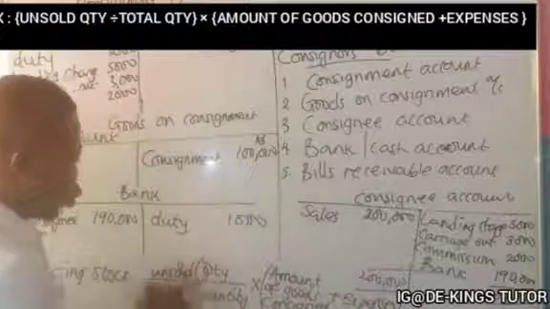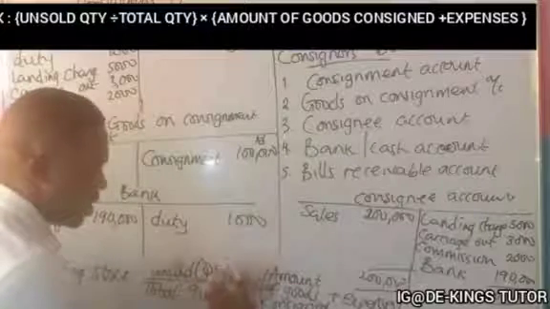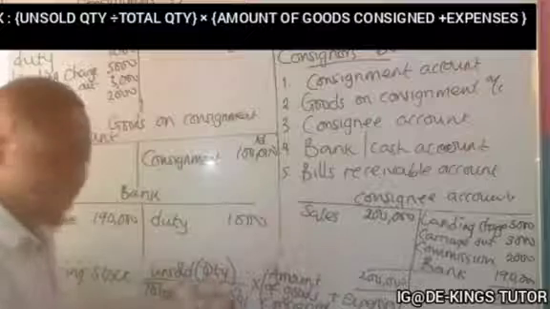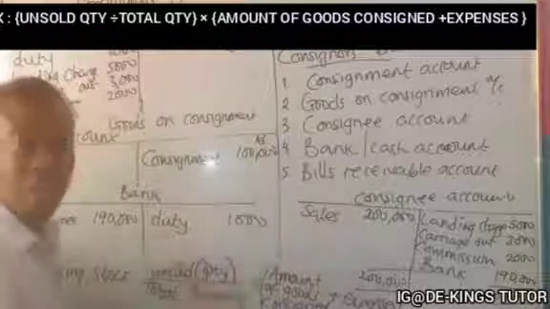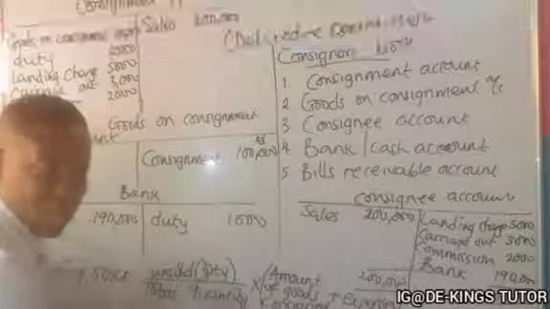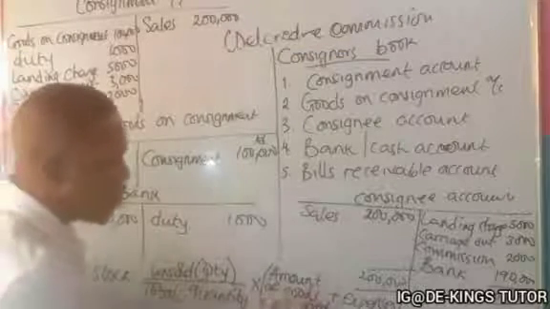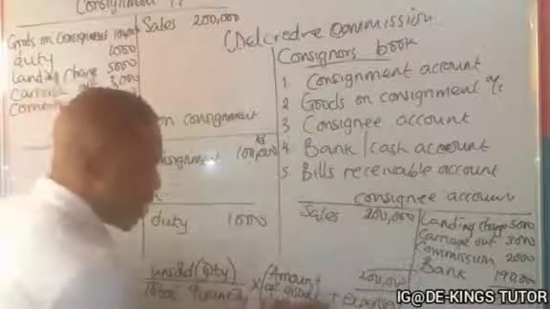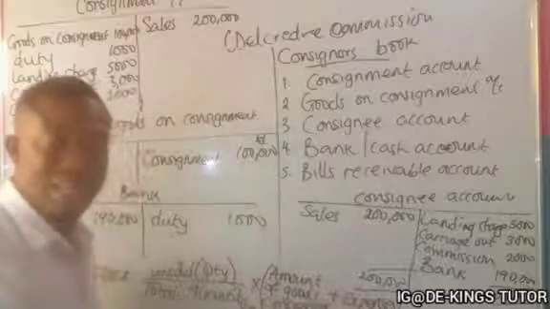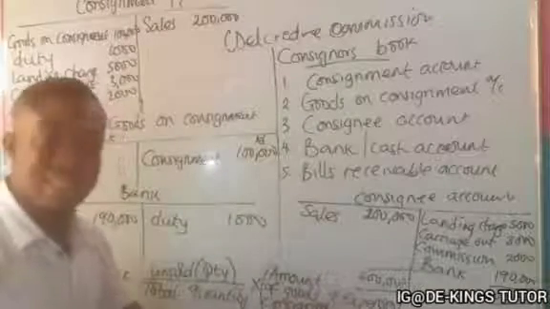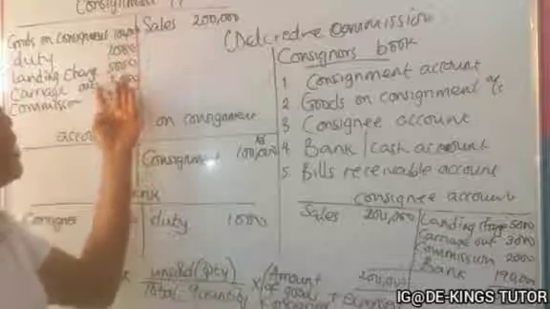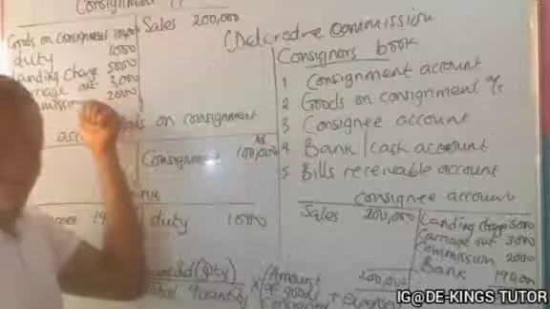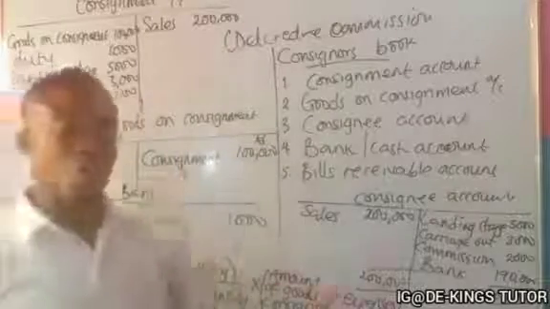Okay? Unsold quantity, that's how many was unsold. And even with that illustration I made, it was 20. So it will be 20 over the total quantity that was sent, over 200 if 200 was sent, times the amount of the goods consigned. The amount, that's the cost of the goods that was consigned. We put there plus expenses. The expenses that were attached to it. Now these expenses will include all the expenses here, excluding the selling expenses, which is commission. Remember, selling expenses are supposed to be on those goods you have sold.